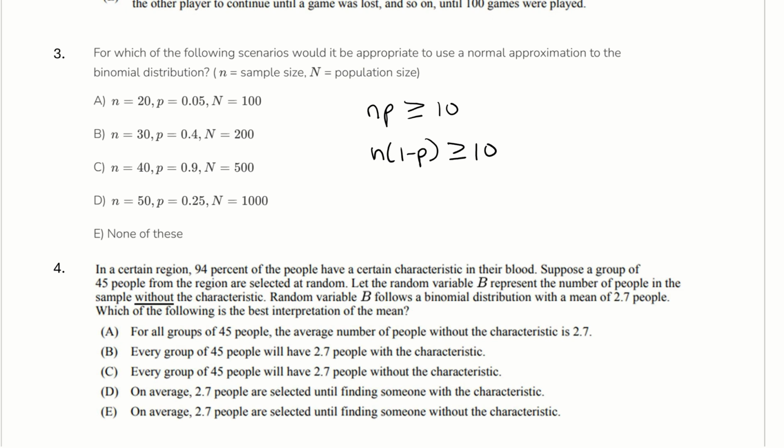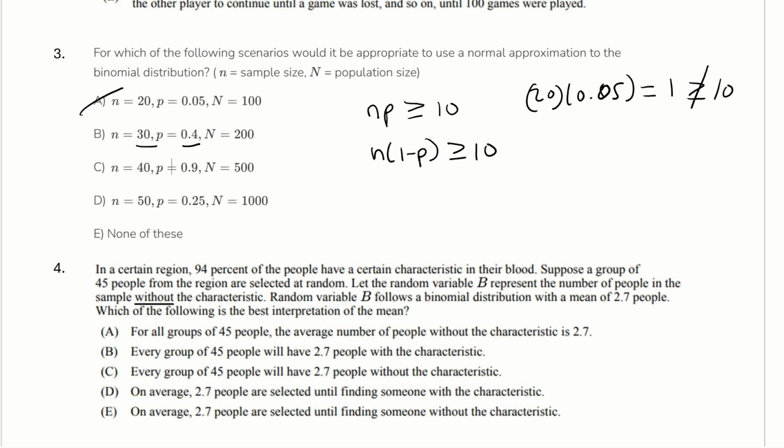So let's start with A and see if that's too small or not. Well, 20 times 0.05 is equal to 1, which is not greater than or equal to 10, so it's not A, that's too small. And then 30 times 0.4 gives you 12, so that looks okay.